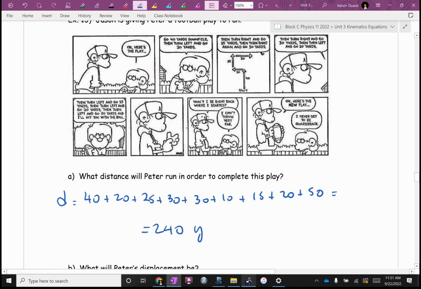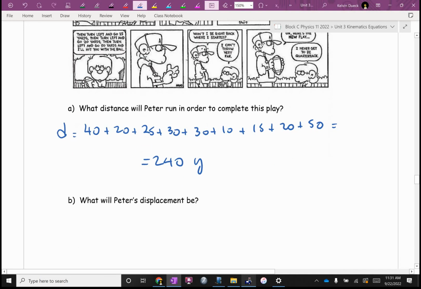If Peter ends up back where he starts from, what's his displacement? I won't do it today, but I did once take some students out and we ran this play, and you do end up back where you started from. The physics is correct. I had to make sure of that. So you do end up back where you started from.